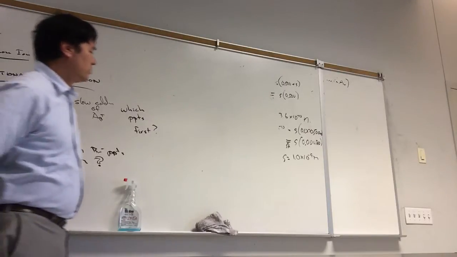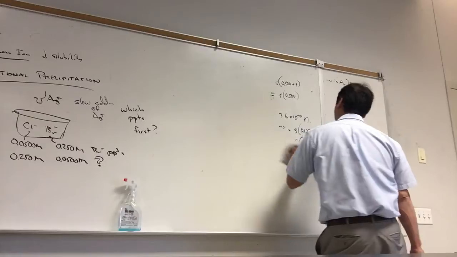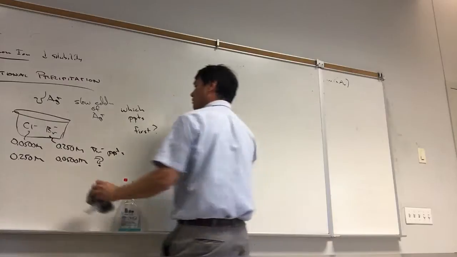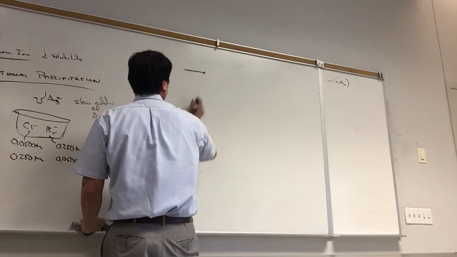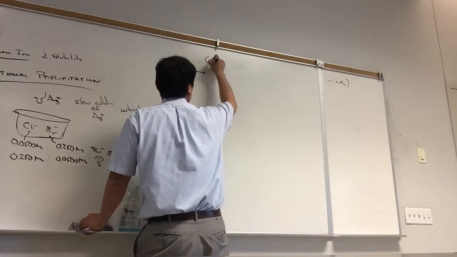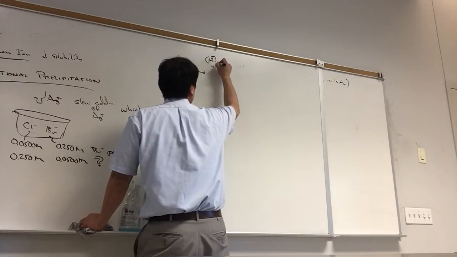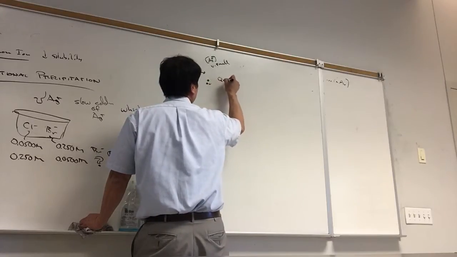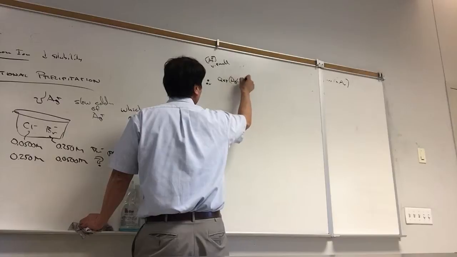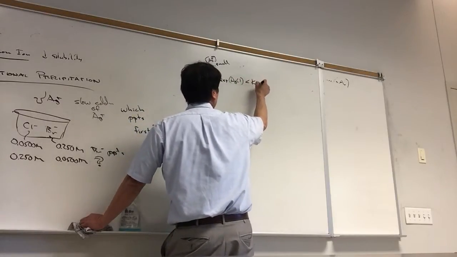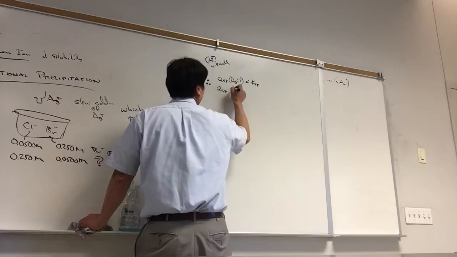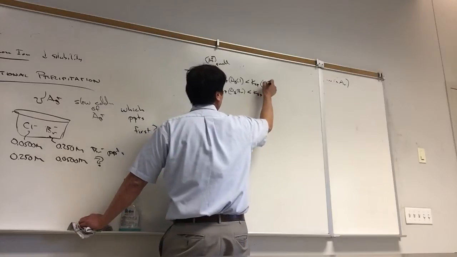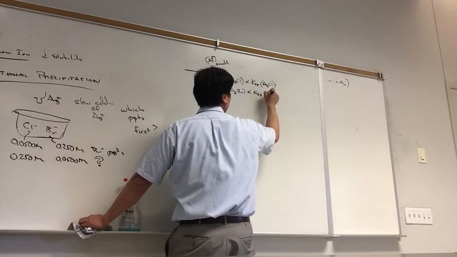And so what we're going to do is a slow addition of the silver ion. What the slow addition means is initially the concentration is very low. And so at the beginning, the silver ion concentration is very small. Therefore, when we look at it, QSP for silver chloride will be less than KSP, and QSP for silver bromide will be less than the KSP.